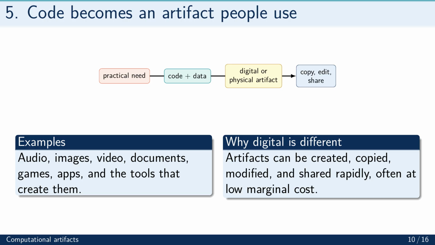Digital artifacts are especially flexible because changes can be made quickly and distributed widely, without rebuilding the physical object each time. That flexibility also creates responsibilities. We need to consider accuracy, security, privacy, accessibility, and the effects of sharing. A program is not just text stored in a file. It is part of an artifact that can influence how people work, communicate, make decisions, or express ideas.